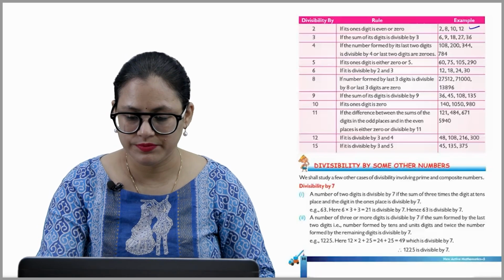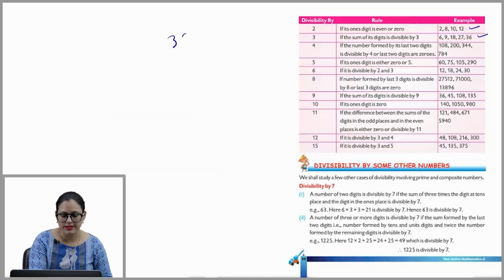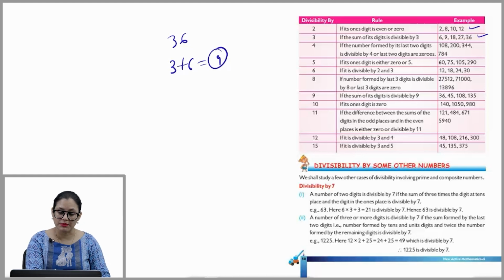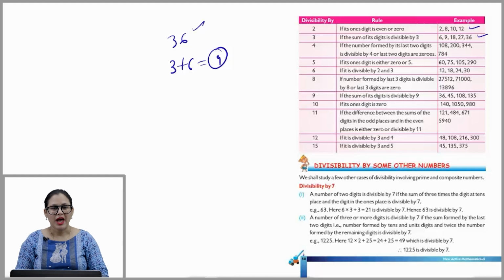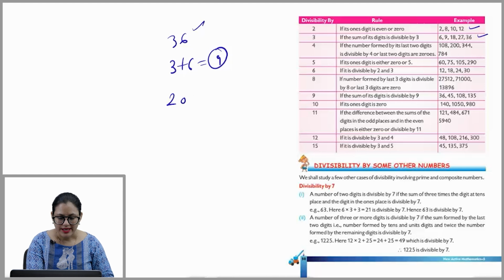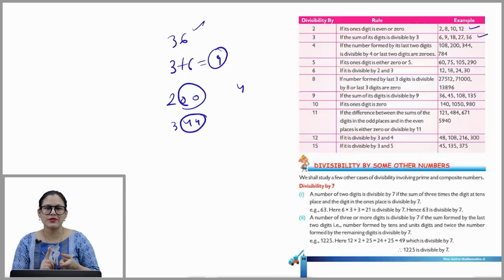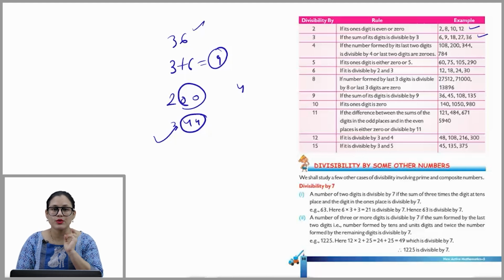3, if the sum of its digits is divisible by 3. Okay, for example, let's check these numbers. For example, 36, we will add these digits. 3 plus 6 is 9. 9 is divisible by 3, that means 36 is also divisible by 3. 4, if the number formed by its last 2 digits is divisible by 4 or the last 2 digits are zeros. For example, 200, last 2 digits are 0, then it is divisible by 4, and 344, last 2 digits are 44, 44 is divisible by 4, then this number will also be divisible by 4. So we have to just check the last 2 digits when checking divisibility by 4.